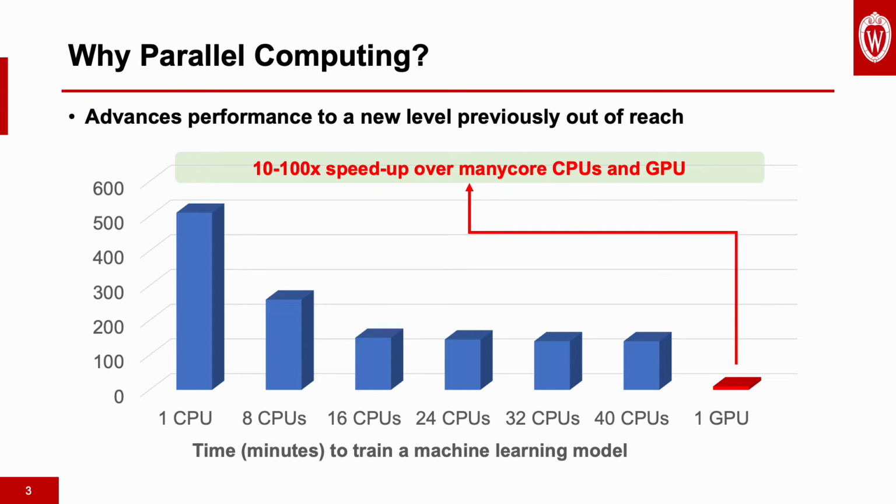You probably already know parallel computing has advanced many of our application performance to a new level that is previously out of reach. For example, if you want to train a machine learning model with 40 CPUs, you can get 10x speed up. With one more GPU, you can bring another 10x speed up.